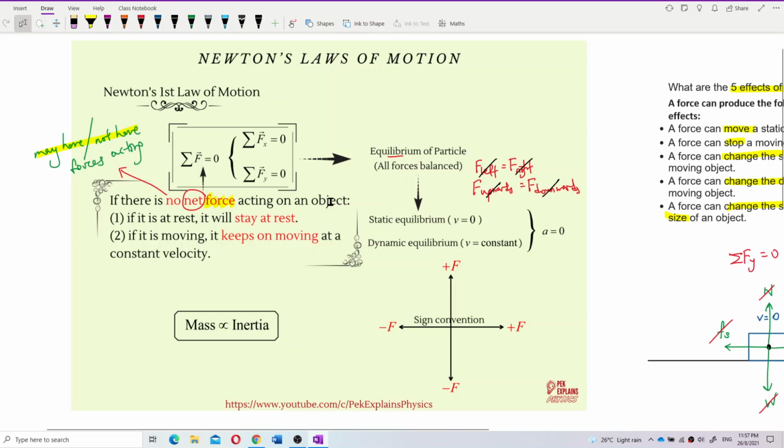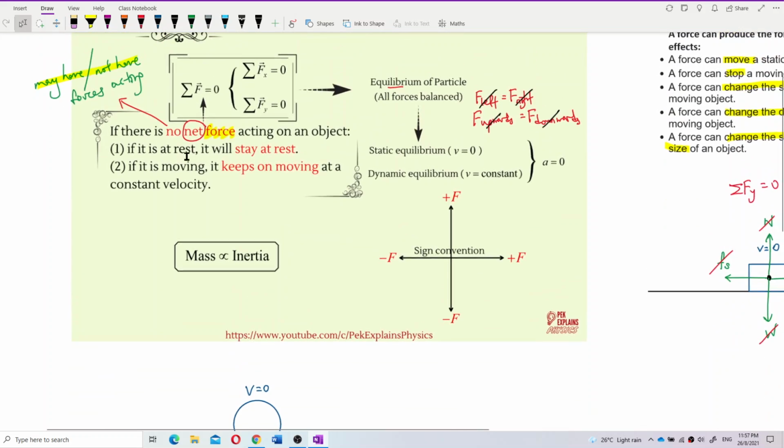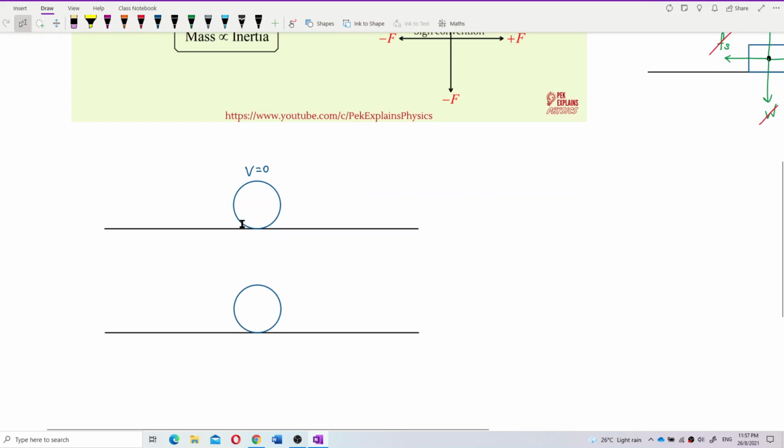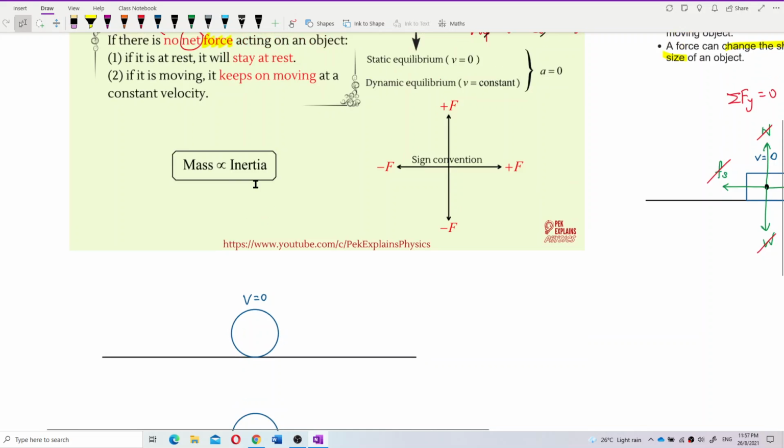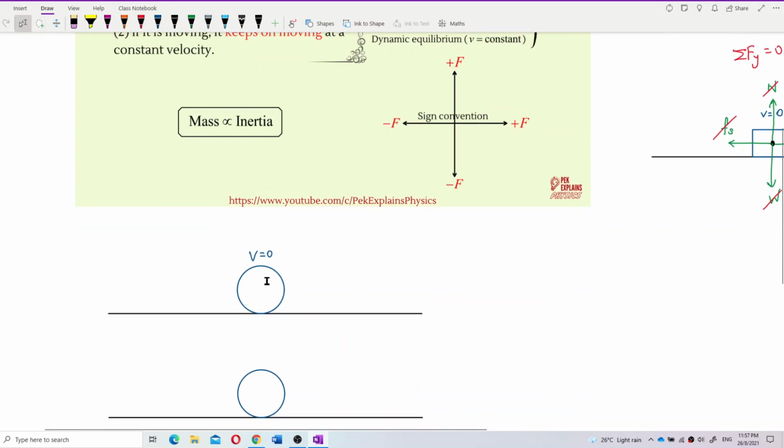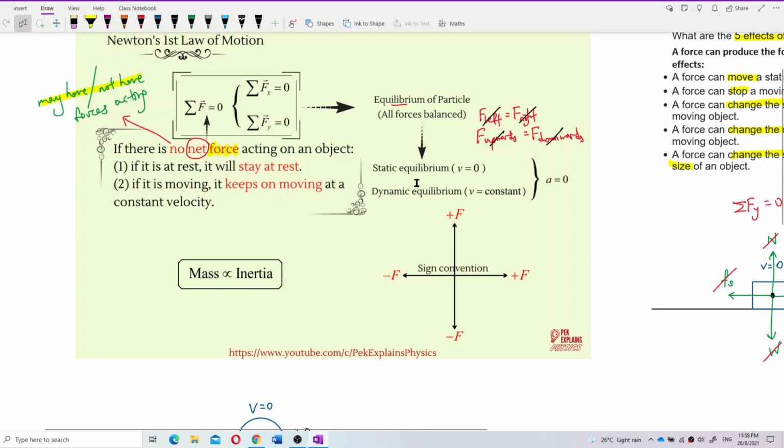So if no resultant force is acting on the object, then if the object is at rest, it will stay at rest. That means this condition is about static equilibrium. Total velocity equal to 0. That means if the object is at rest, it will stay at rest forever. Like you see this ball, velocity 0, it is resting. So resultant force is 0, so it will stay at rest if there is no resultant force at all, or we can say maybe we didn't push. No resultant force at all acting on the object, it will continue to stay in this condition all the time. Finally, the velocity is still 0 forever. It achieves static equilibrium.